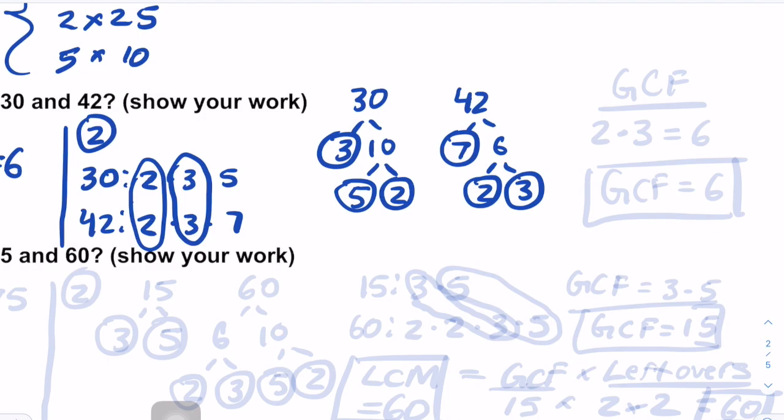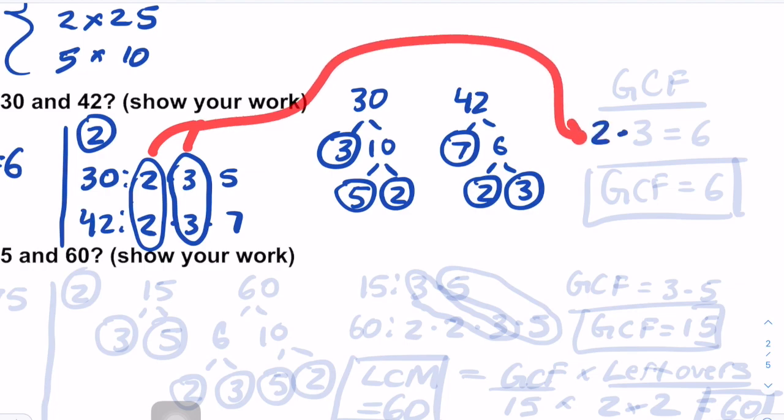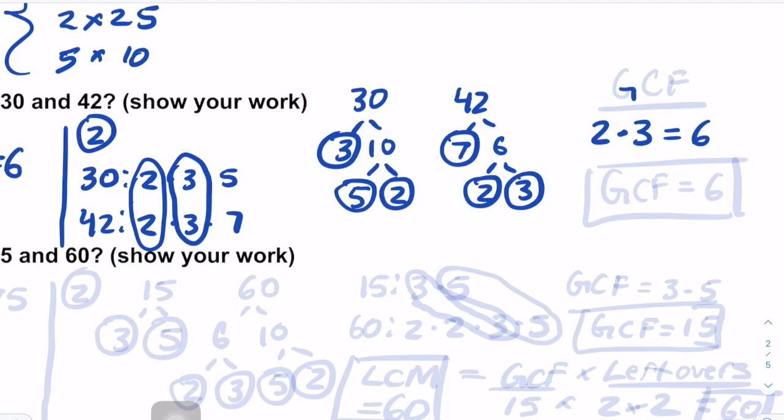After finding those, I know that I have to multiply the common ones together. So multiplying 2 times 3 gives me 6. And this is the GCF. GCF equals 6.